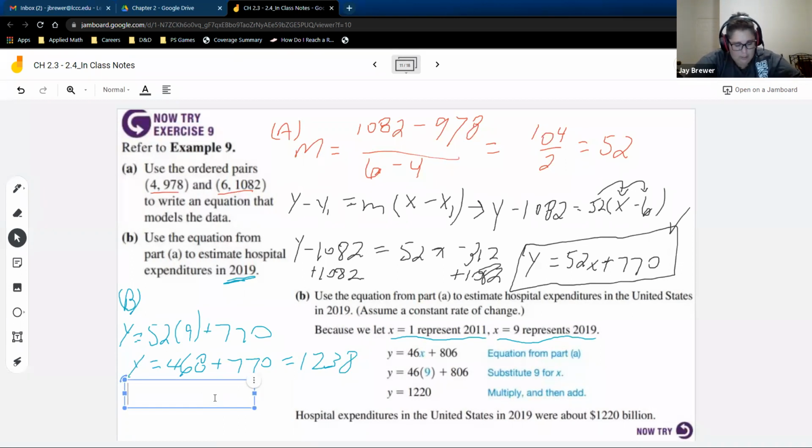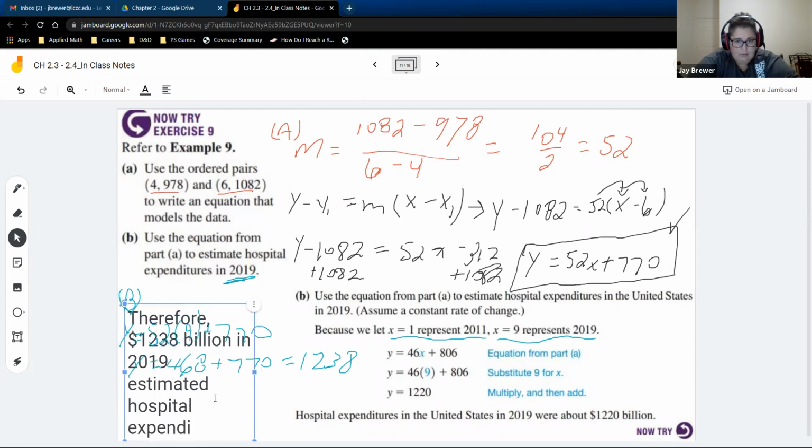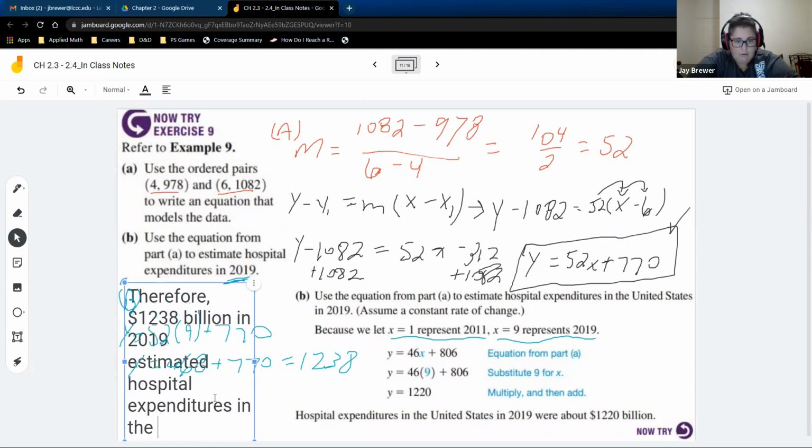So then if you write this out better, you're looking at, therefore, 1,238 billion in 2019 estimated hospital expenditures in the US.